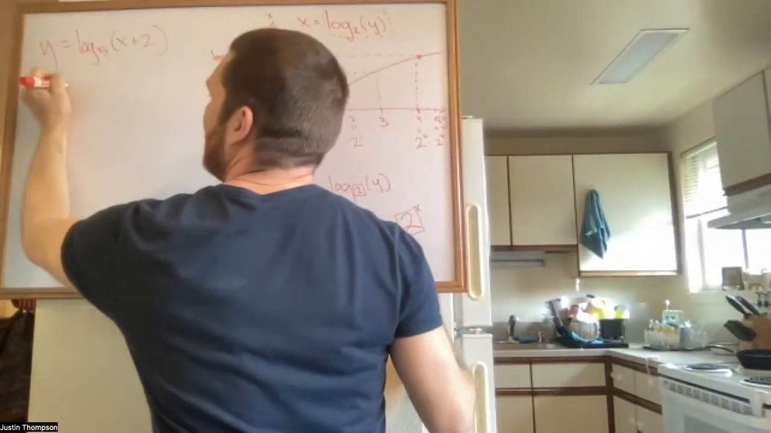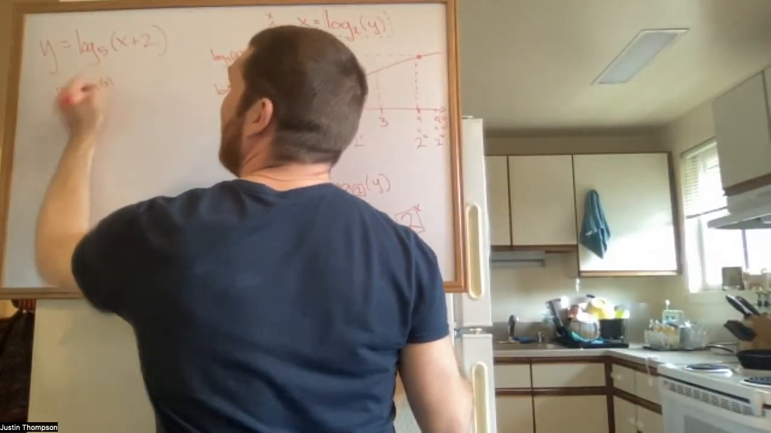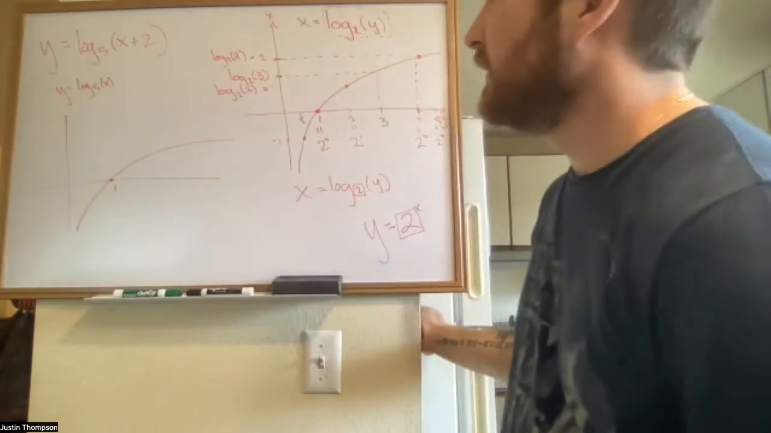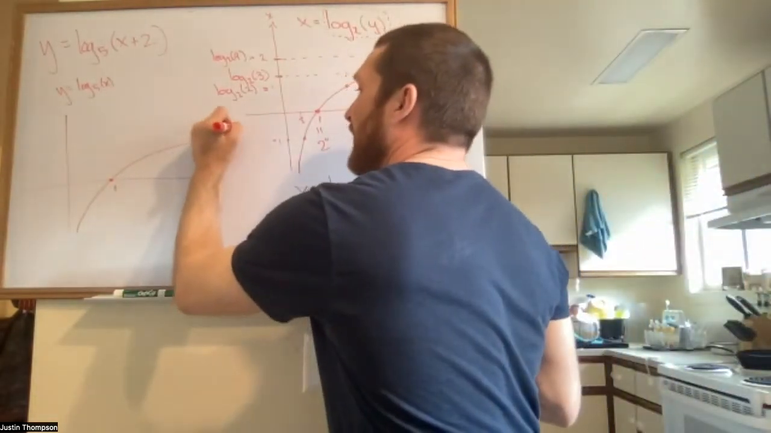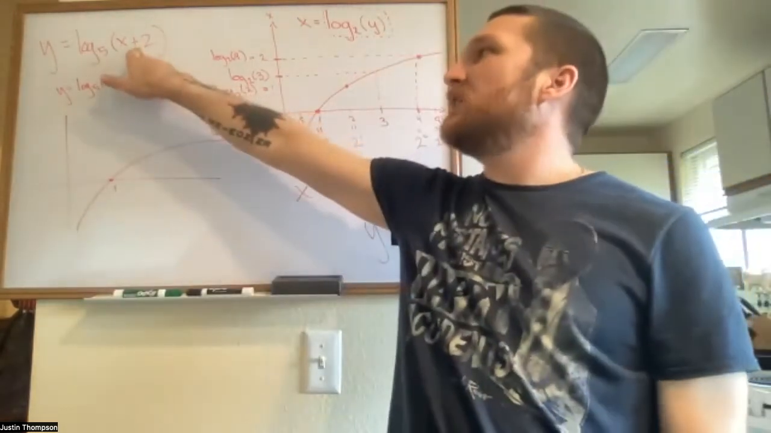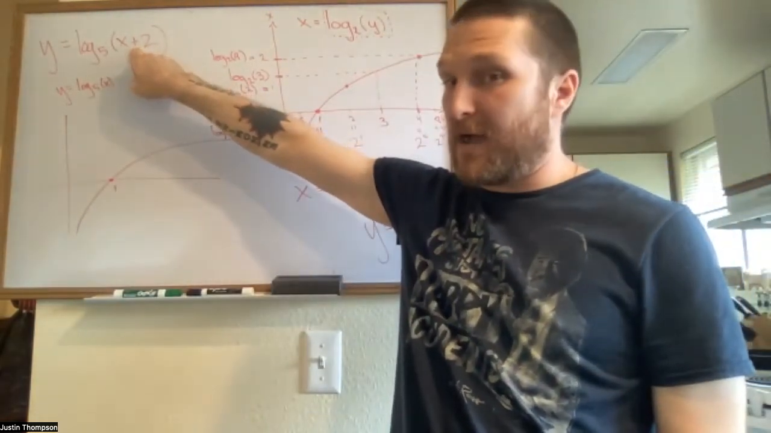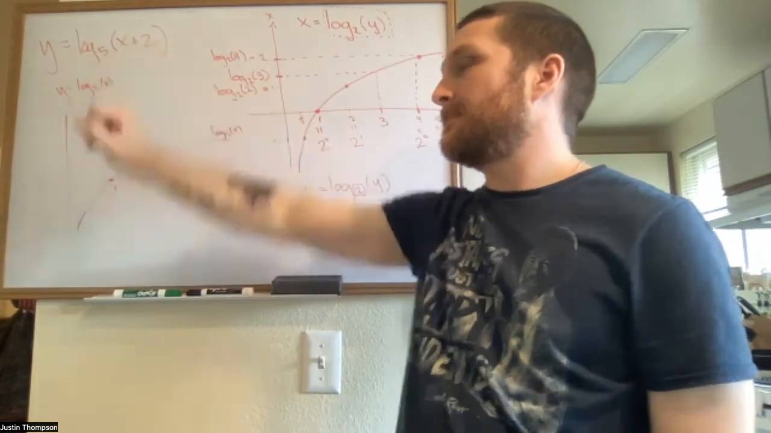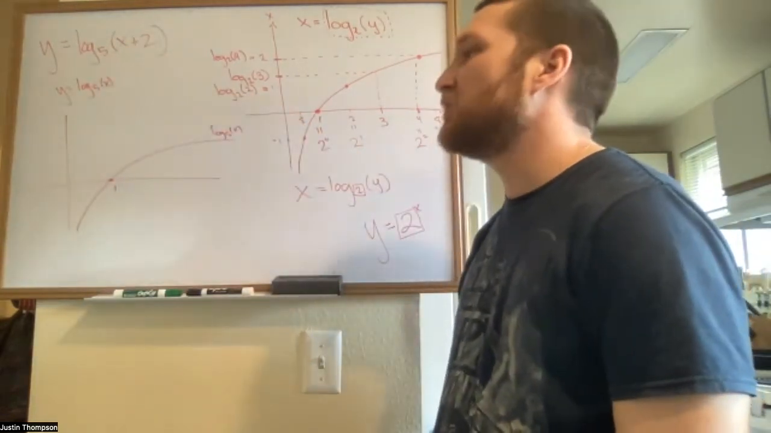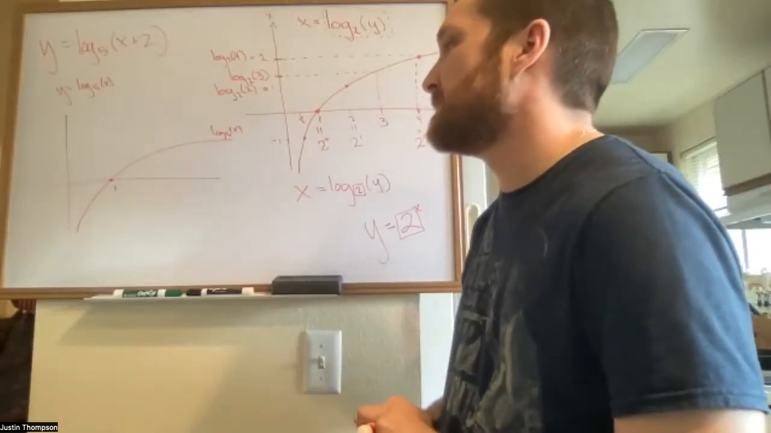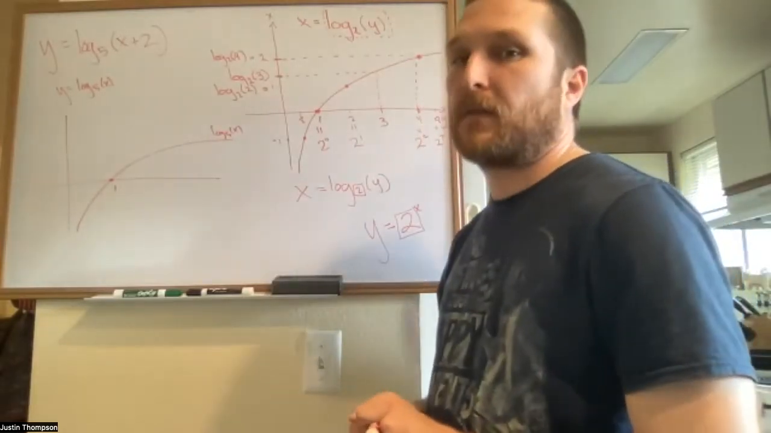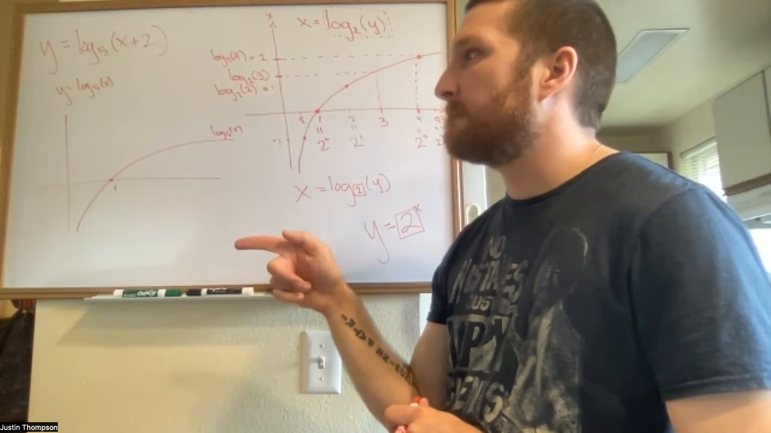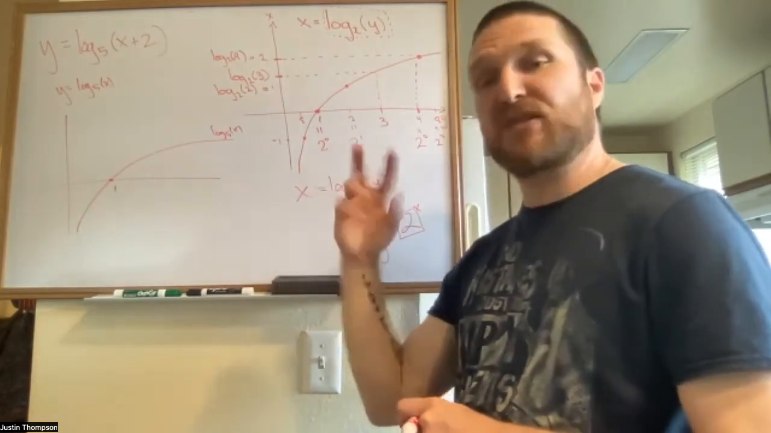therefore, what I've just said is that y equals log base 5 of x should look like this. It should go through here at 1. That would be log base 5 of x. And now if I add 2 to the input, what does that do to my graph? Shifts it in which direction? The x-axis. Right or left? Would it be left? Because inputs are backwards.